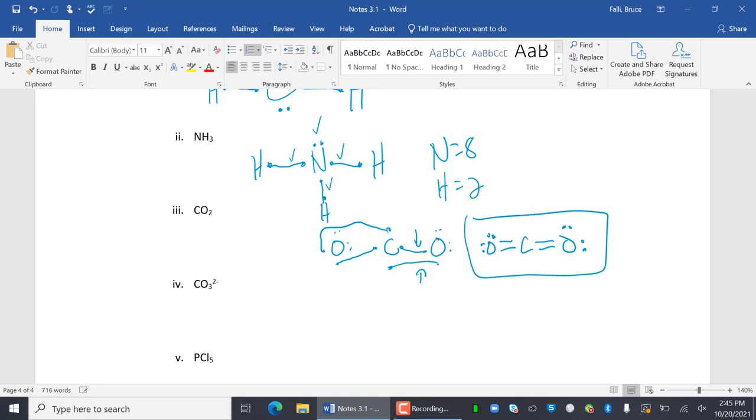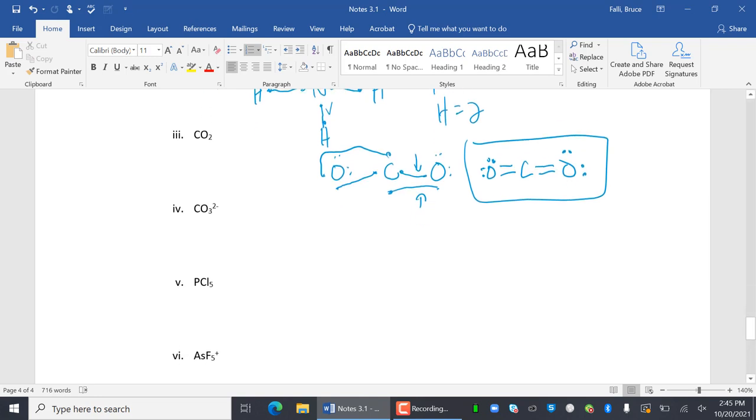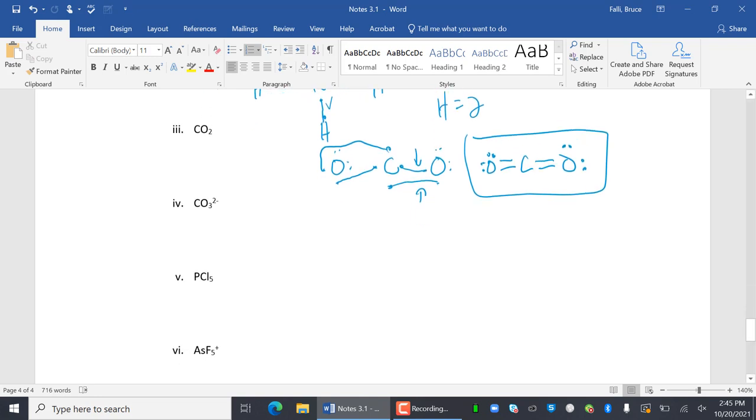Carbon trioxide, CO3 negative 2. Carbon, I've got 4. We've got 3 oxygens. It doesn't matter where you put them. I'm going to do top, left, and right. Each oxygen has 6. Aiming my single electrons.